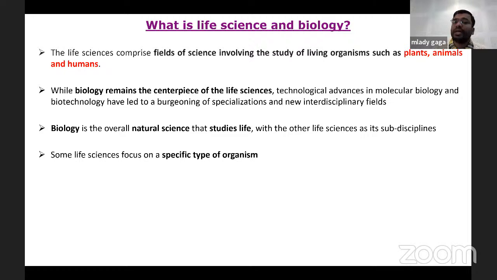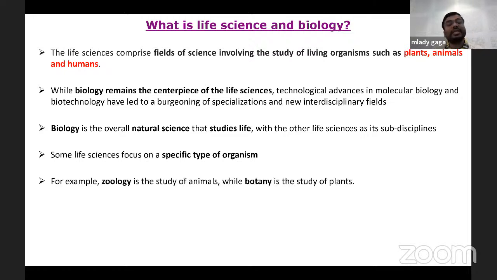Some life sciences focus on a specific type of organism, for example, microbiology. Microbiology focuses on microorganisms like bacteria and so on, while zoology focuses on animals, botany focuses on plants, and so on. There are different fields with particular topics.